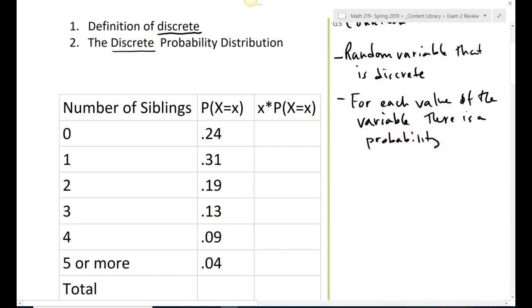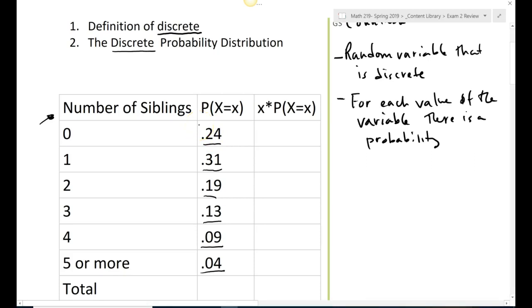What we're looking at here is, for example, the number of siblings. Let's say we asked everybody at the college, how many siblings do you have? What we get is 24% of them would say they have 0, 31% would say 1, 19% would be 2, 13% 3, 9% 4, and then 4% would say 5 or more.